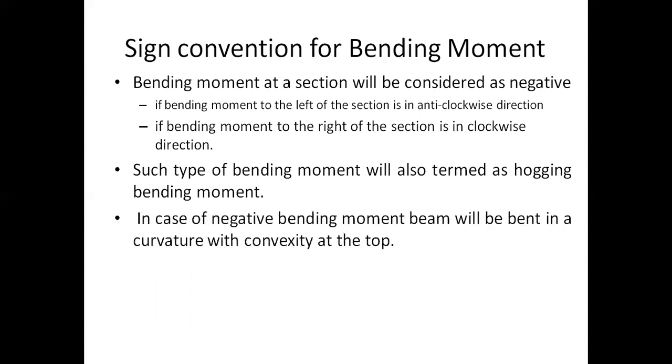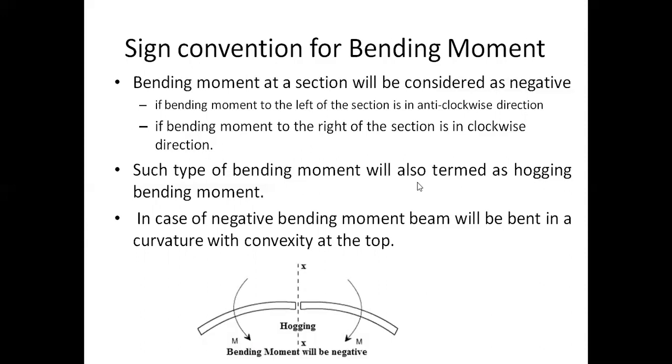In case of negative moment, the beam will bend in a curvature with a convexity at the top. Earlier positive, concavity. Now when it is negative bending moment, convexity will appear at the top like this. So hogging. In the left hand side you have an anti-clockwise, and the right hand side is a clockwise. So both will give a hogging or a convexity curvature on the top. When a beam bends like this, it is negative. When a beam bends like this, it is positive.